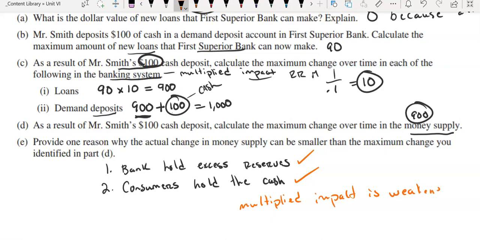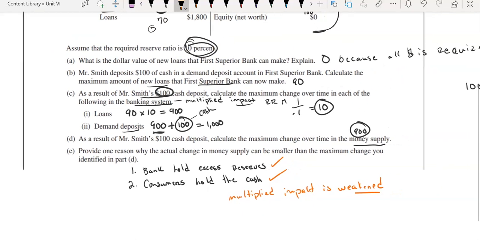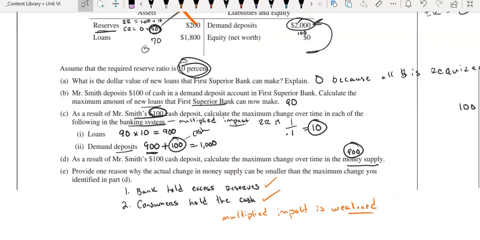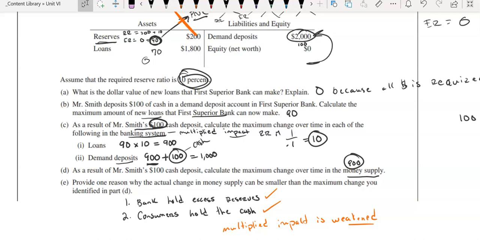Okay. So I want you to take a look at the two activities I have for you to do today. It's essentially just getting you to better understand how to interpret and read these assets and liabilities tables.